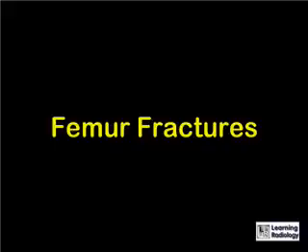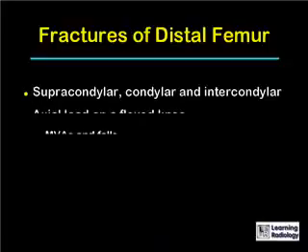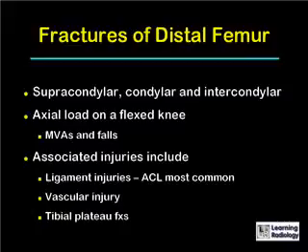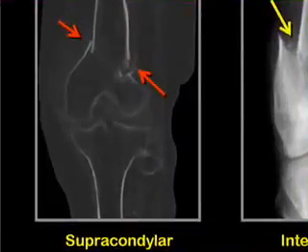Fractures of the distal femur can be supracondylar, condylar, or intercondylar. They usually occur as a result of an axial load on a flexed knee, and most commonly occur in motor vehicle accidents and falls. Associated injuries can include ligamentous injuries, especially to the anterior cruciate ligament. About 20% of fractures of the distal femur are associated with ligamentous injuries, vascular injuries in about 2 to 3%, and tibial plateau fractures.